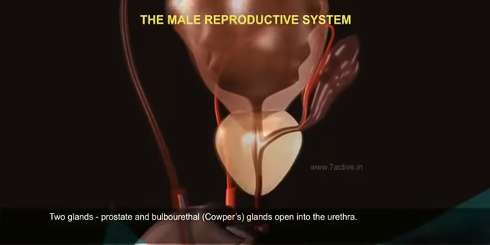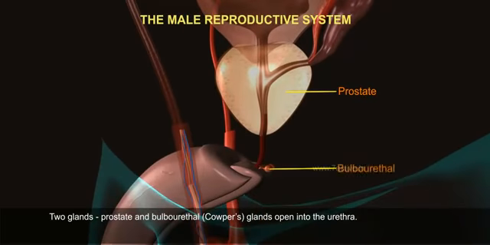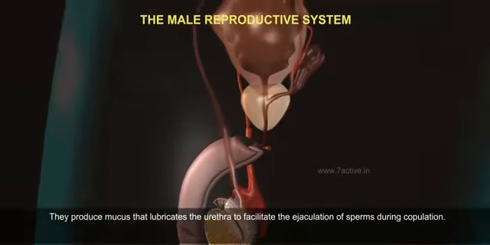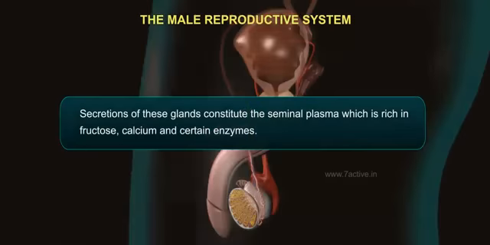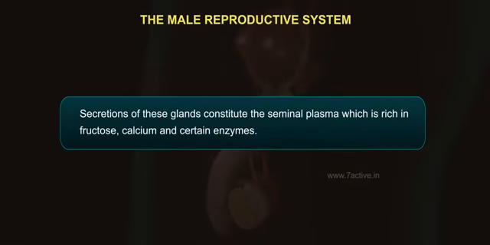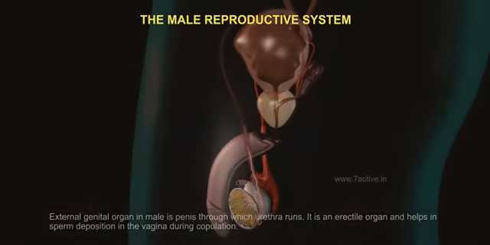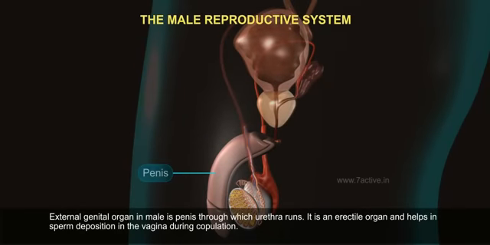Two glands, the prostate and bulbourethral or Cowper's glands, open into the urethra. They produce mucus that lubricates the urethra to facilitate the ejaculation of sperms during copulation. Secretions of these glands constitute the seminal plasma, which is rich in fructose, calcium and certain enzymes. The external genital organ in the male is the penis, through which the urethra runs. It is an erectile organ and helps in sperm deposition in the vagina during copulation.